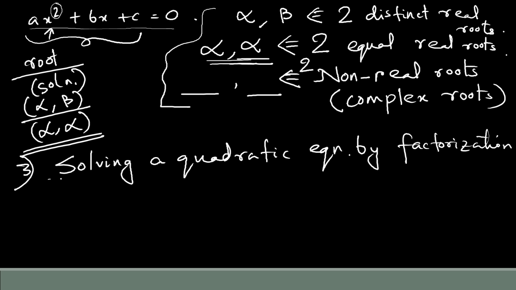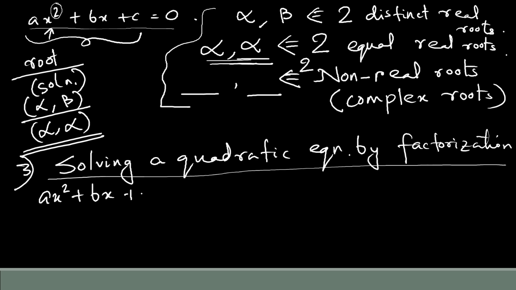Okay, you need to solve a quadratic equation by factorization. That is, let's say you have ax square plus bx plus c equals 0. You need to find what are the values of x which will satisfy this equation. Or you can also frame it like, what are the values of x that will turn this expression ax square plus bx plus c equals 0.